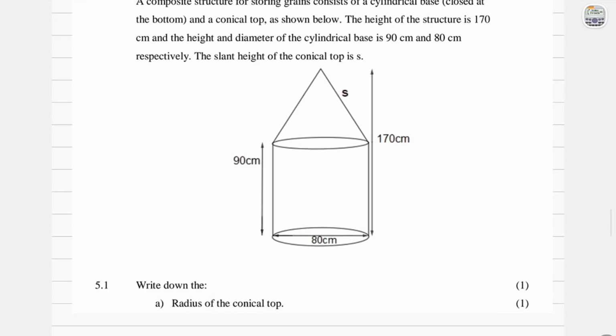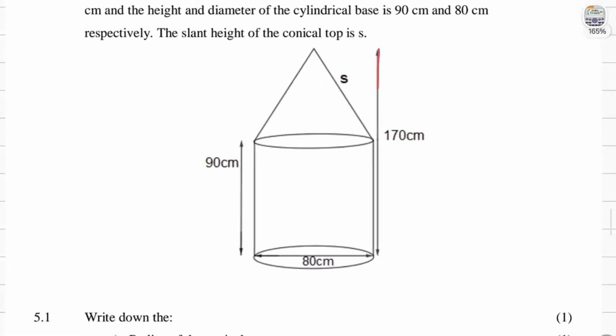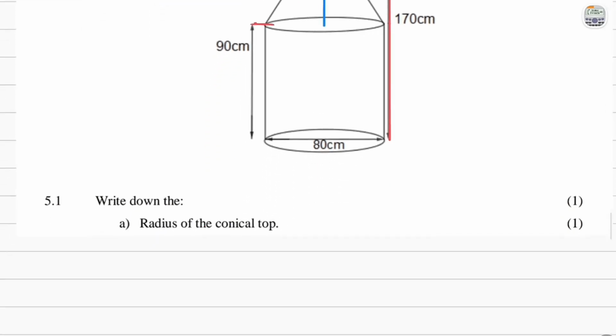Okay, so do you see from this, and let's actually just construct that already. If they told us that the entire shape is 170 centimeters high, and we can see that the cylinder itself is 90 centimeters high, then that tells us the height of the cone. Okay, so the height of this cone is 80 centimeters. So just keep that in mind. Because you can just say 80, then plus the 90 gives you the full 170 centimeters.